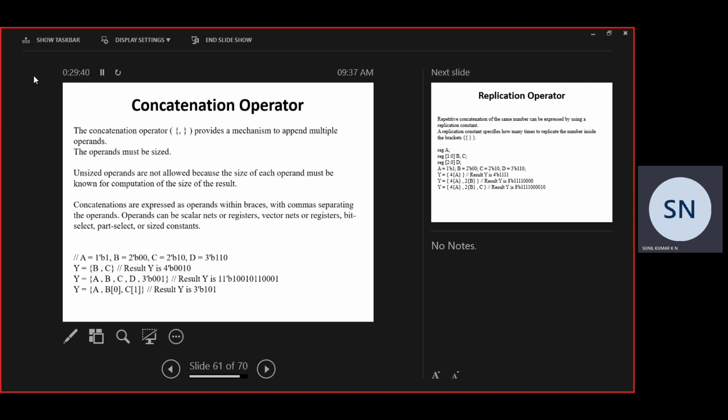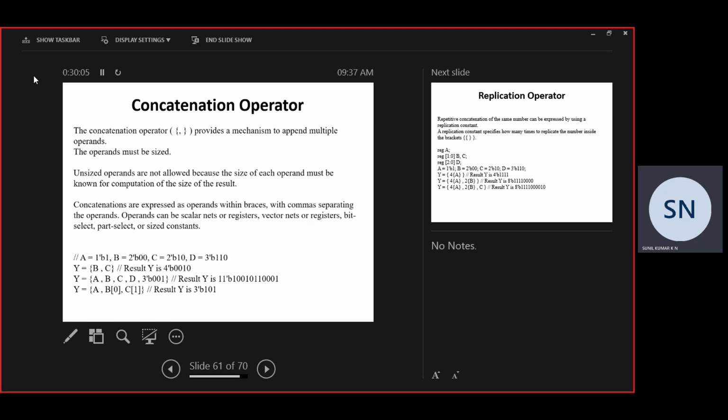Whenever I use this concatenation operator, that is with the flower bracket, the ribbon concatenation, B comma C, the result will be Y is equal to B concatenated with C. So B is 00 and C is 10. So the result will be of 4 bits. You will have the result Y equal to 0010. So that is 4 bits. That is the concatenation operation.